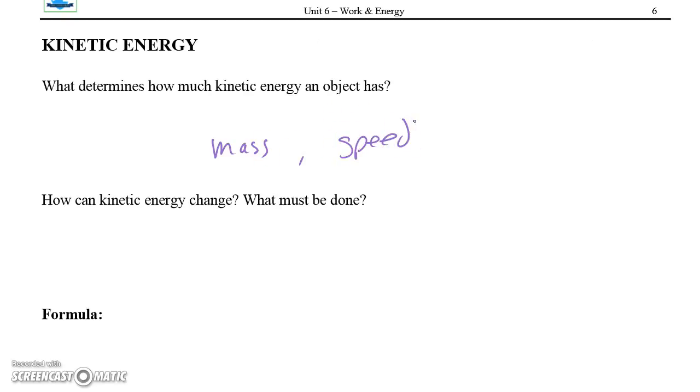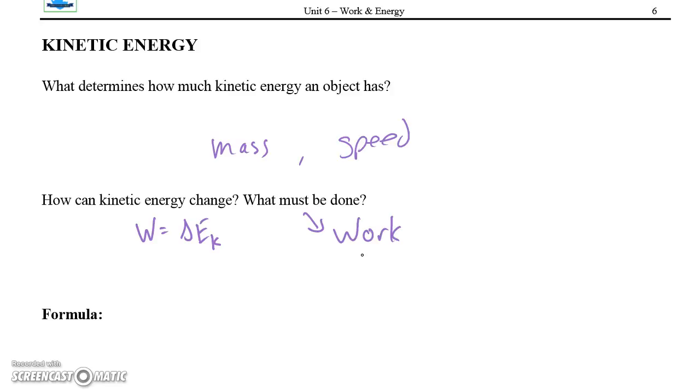Now we specify speed for a reason. We know energy has to be a scalar, so we have to be multiplying scalars, not vectors. So we have to use speed, not velocity. So direction doesn't matter for kinetic energy. How can kinetic energy change? If we think about our relationship of energy before, where we had change in energy, well, if we just think of that as the change in kinetic energy, then it's work. So in other words, what must be done is work.